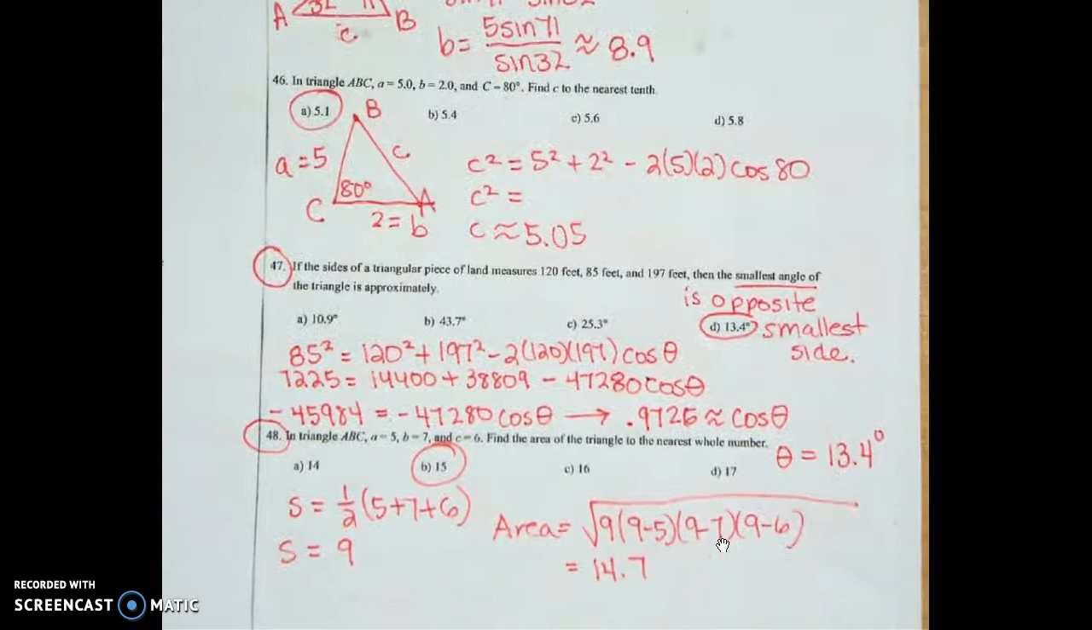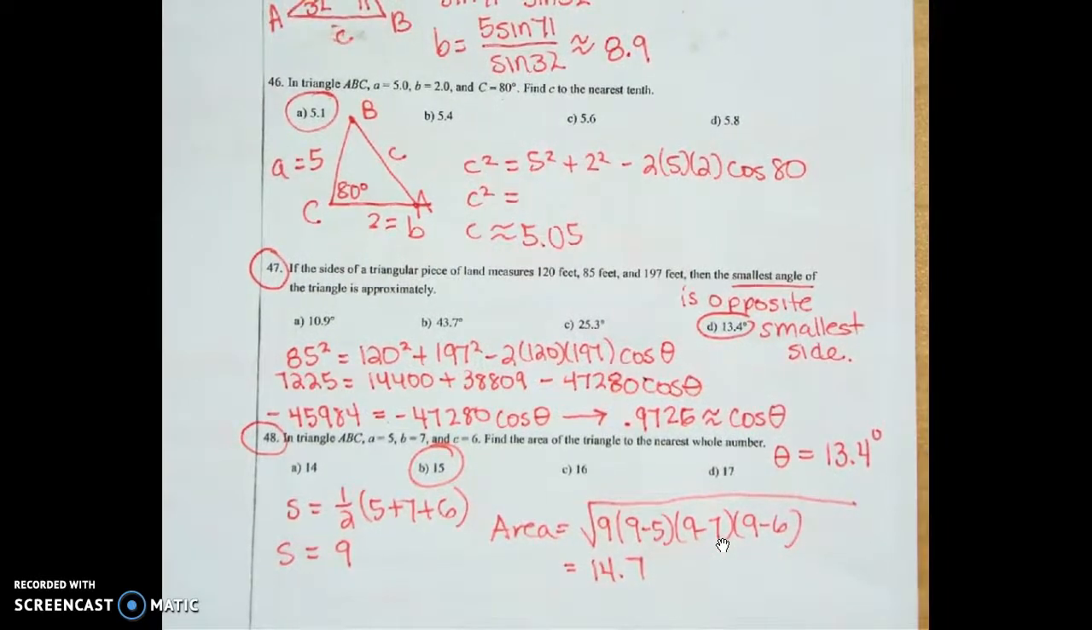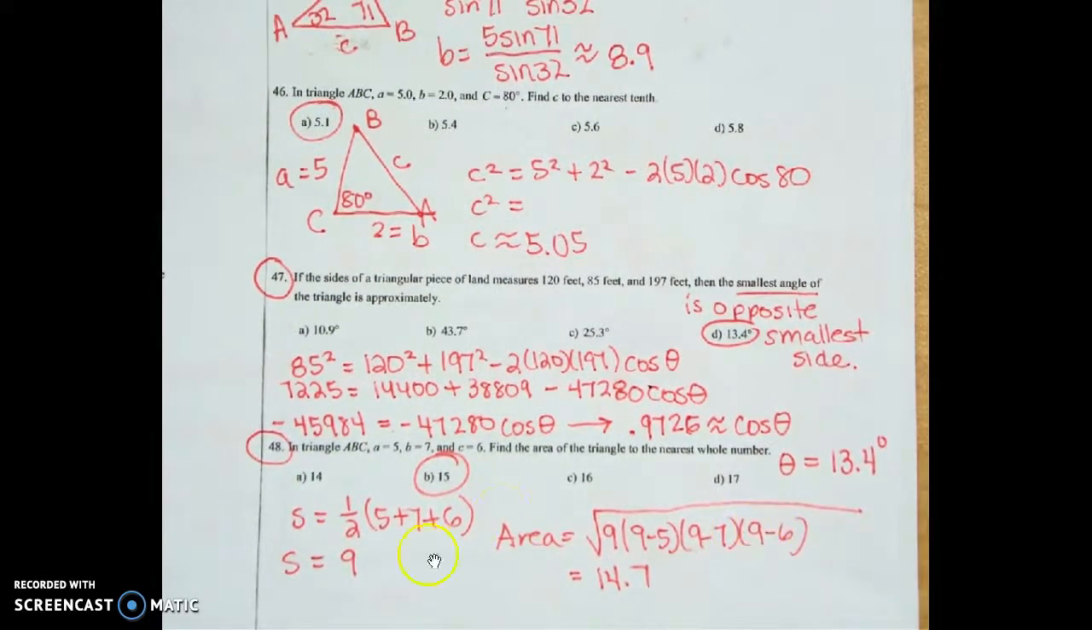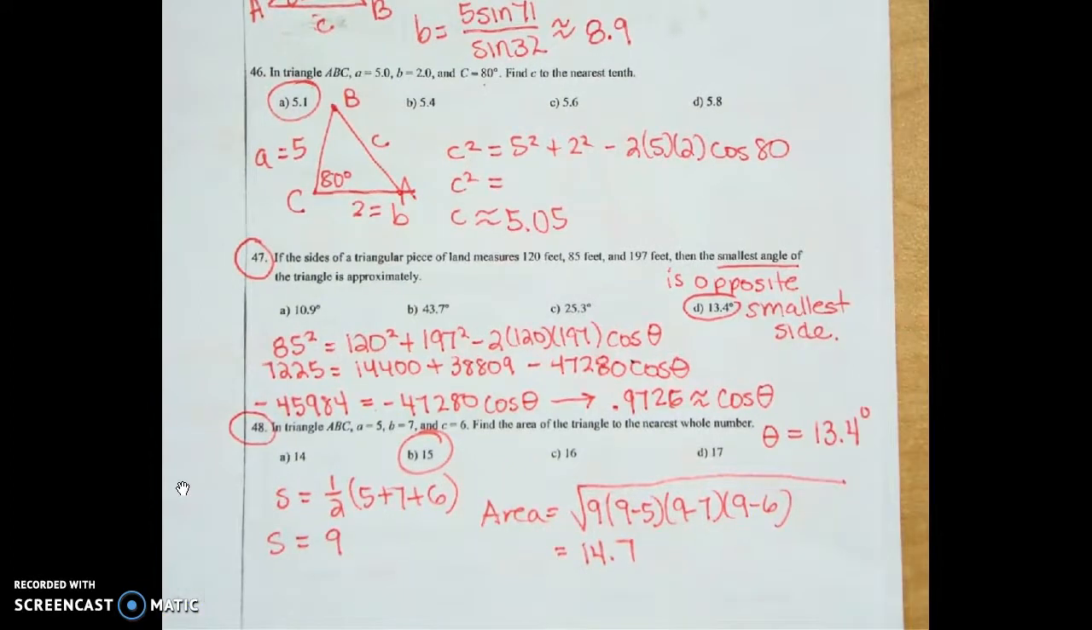On 47 and 48, they were fairly straightforward, but we did have to make sure that we were finding the smallest angle, and that's going to be opposite the smallest side, which is why I made 85 be the side measure that was all by itself when we went to solve for the cosine of theta.